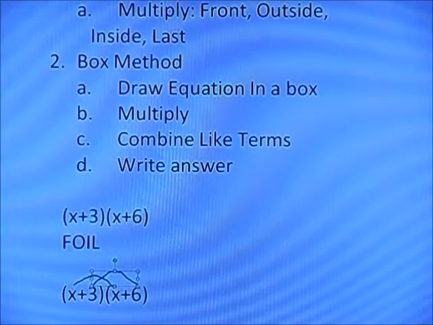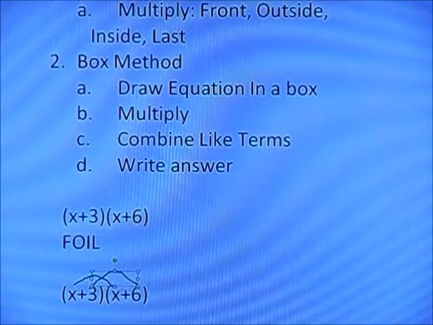So you're gonna multiply it something like this.